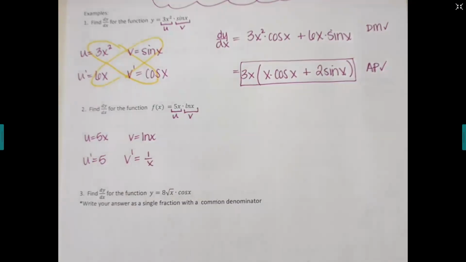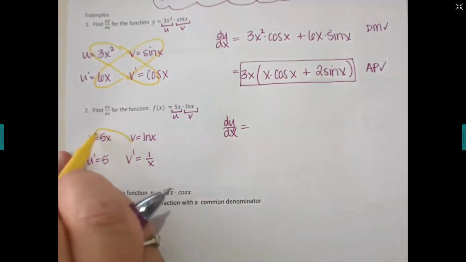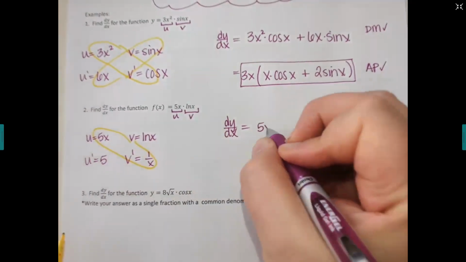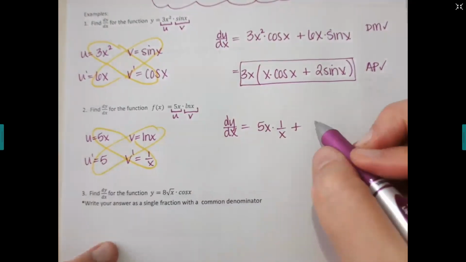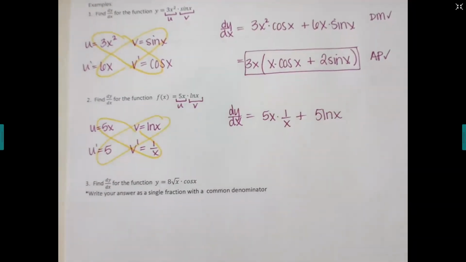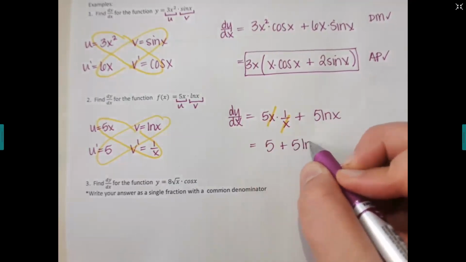From there, remember, your derivative is going to be this diagonal plus that diagonal. Okay, so I'm going to put dy dx equals this one, so 5x times 1 over x plus this one would be 5 times ln x. Now, before I even take out a GCF, what could happen in that first term? Yeah, if you have an x times and a divide by x, let's cross those out. That makes that really just a 5 times 1, and 5 times 1 is 5, plus 5 ln x.